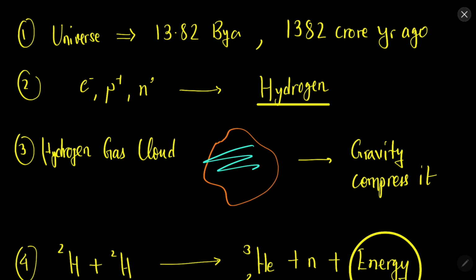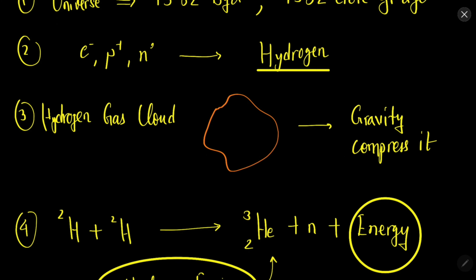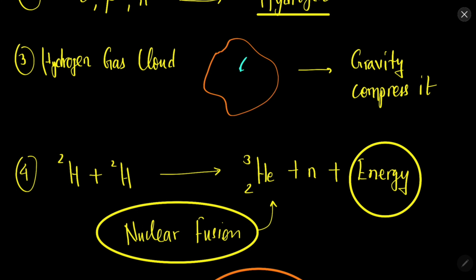So in the universe we have huge hydrogen clouds, a lot of hydrogen clouds. Now this cloud is compressed by the force of gravity. So when gravity compresses this cloud, because of the compression, some energy is generated which helps us in fusing the deuterium atom into helium. And as soon as helium is obtained, a neutron is released and a lot of energy is released.